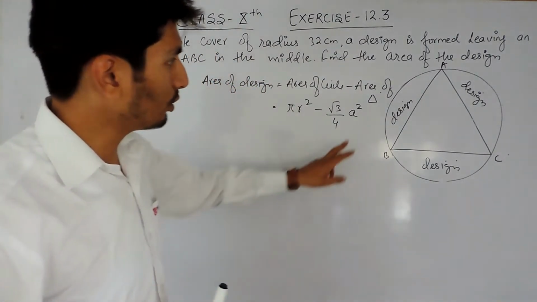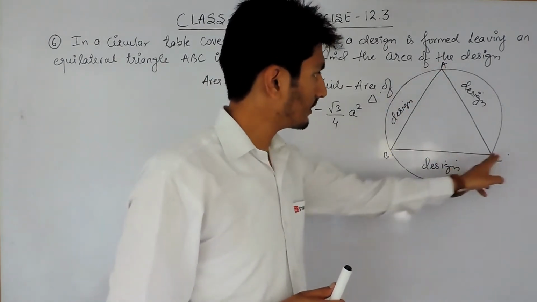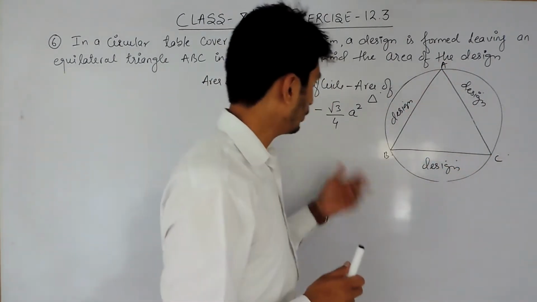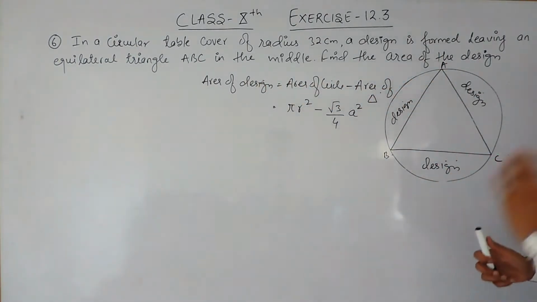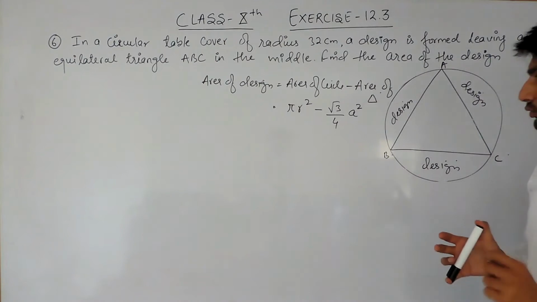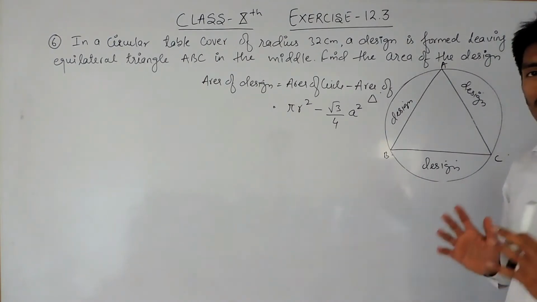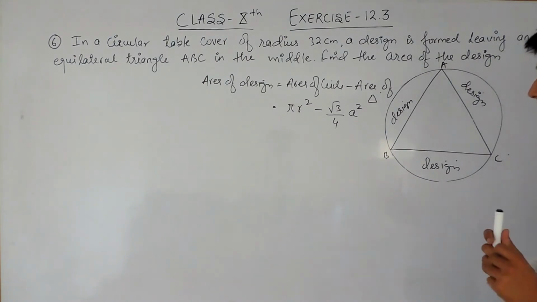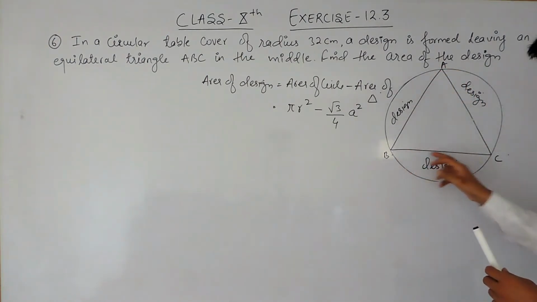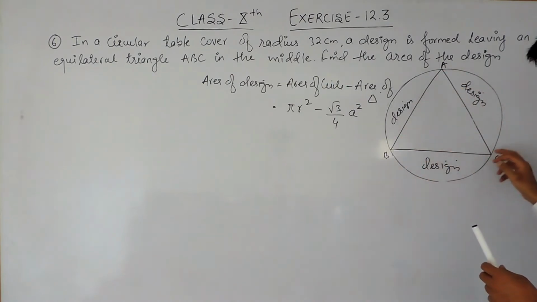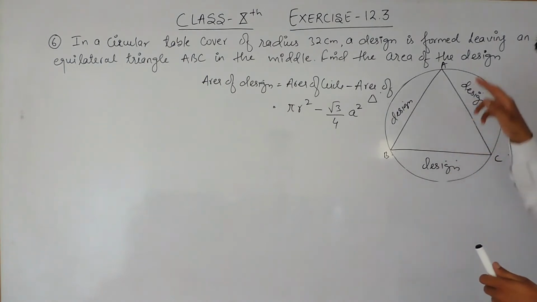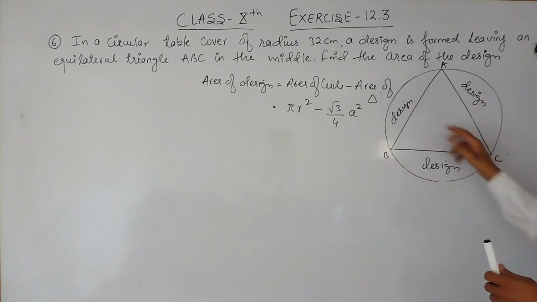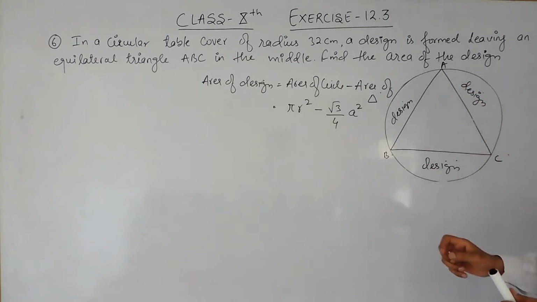But here I don't know the side of this triangle. So first of all, I have to find the side of this triangle. For that, you must know some properties of an equilateral triangle. First of all, in this triangle, there are certain lines which can be drawn inside it.